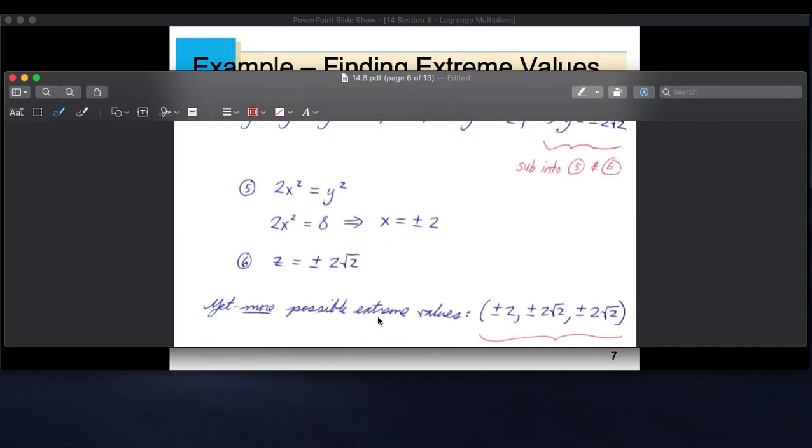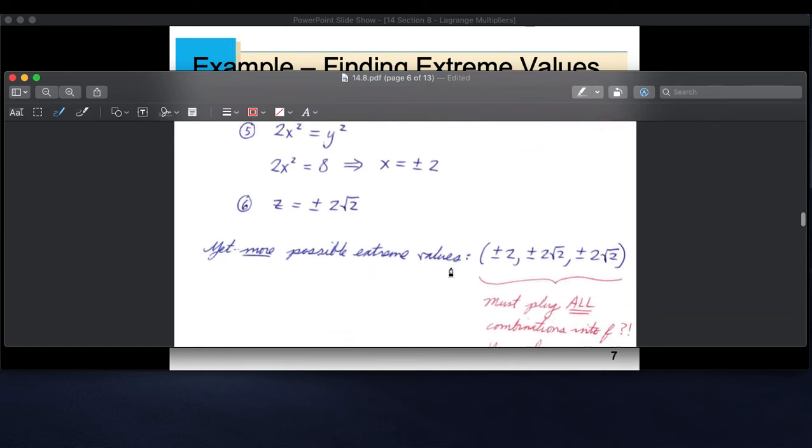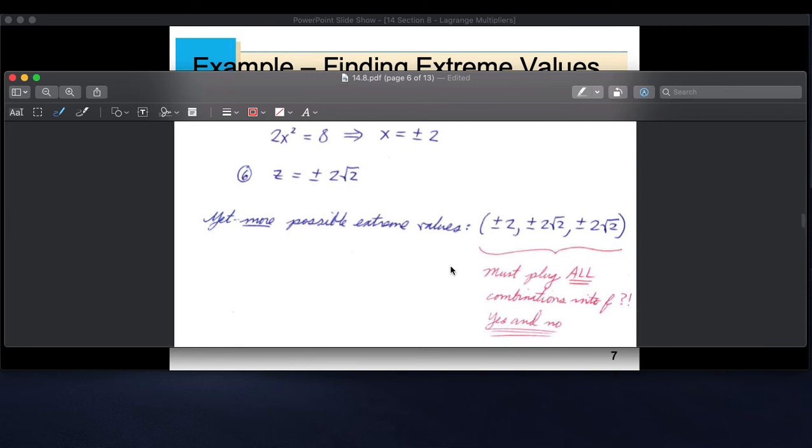Now, this is a pretty in-depth problem. And at this point, you're thinking, man, I don't really like these Lagrange multipliers. But I'm telling you guys, it's a very beneficial method. It has its pros and cons, of course. But notice here that we have all the values that we need to plug into f and find out what is our min, what's our max. And yes, unfortunately, we do have to consider plugging in all the combinations.